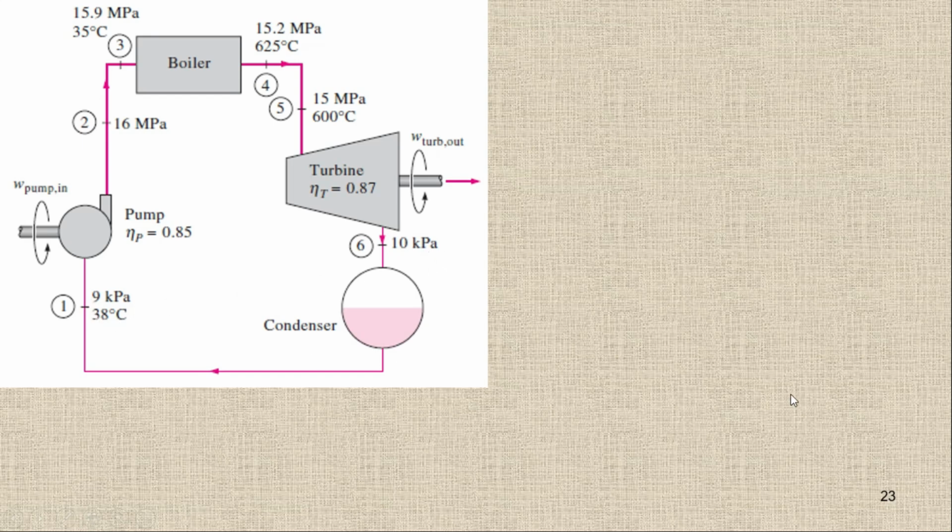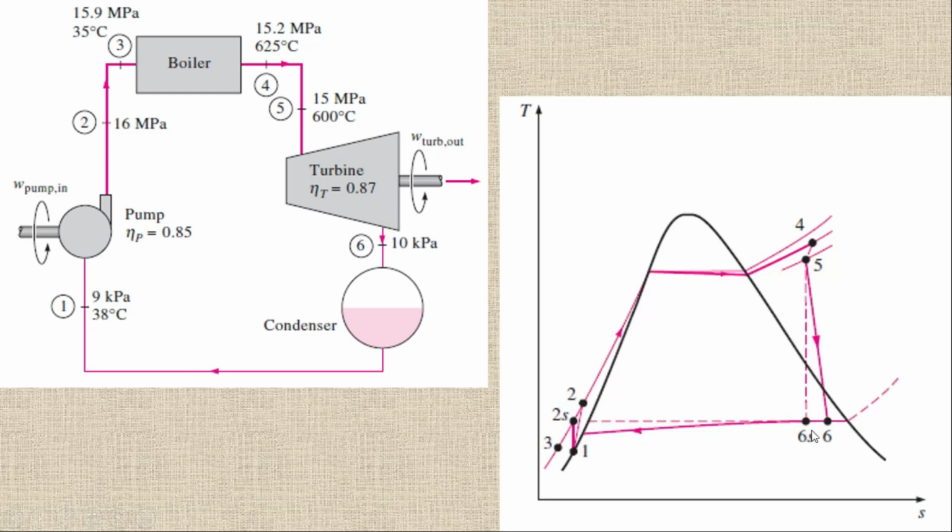When I draw the T-s diagram, it will be like this. You can see here, point number 1 is somewhere here, not at the constant pressure line. If you can see the complete diagram, you can see the deviation from the ideal cycle. So we have point number 1, which is 9 kilopascal and 38 degrees Celsius. Now this is the isentropic work, but right now we are getting this work, which is 2. 2s is basically the ideal one, the isentropic work.